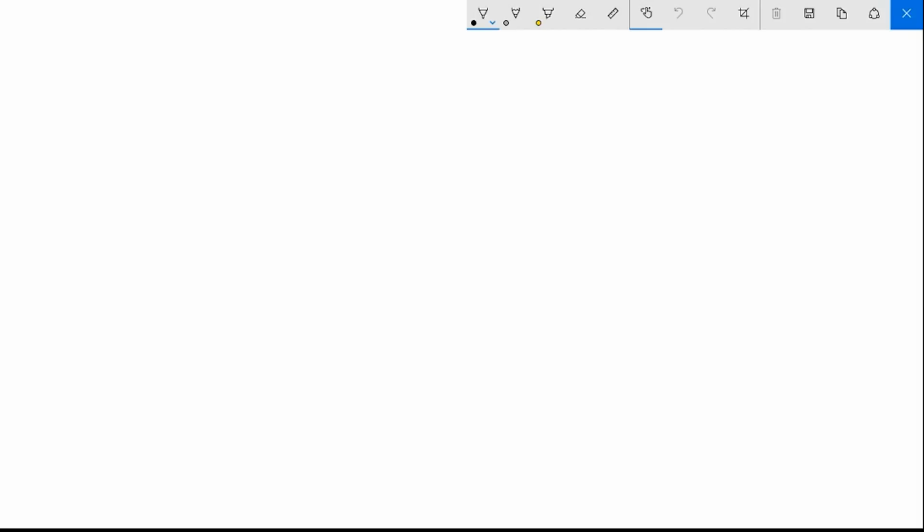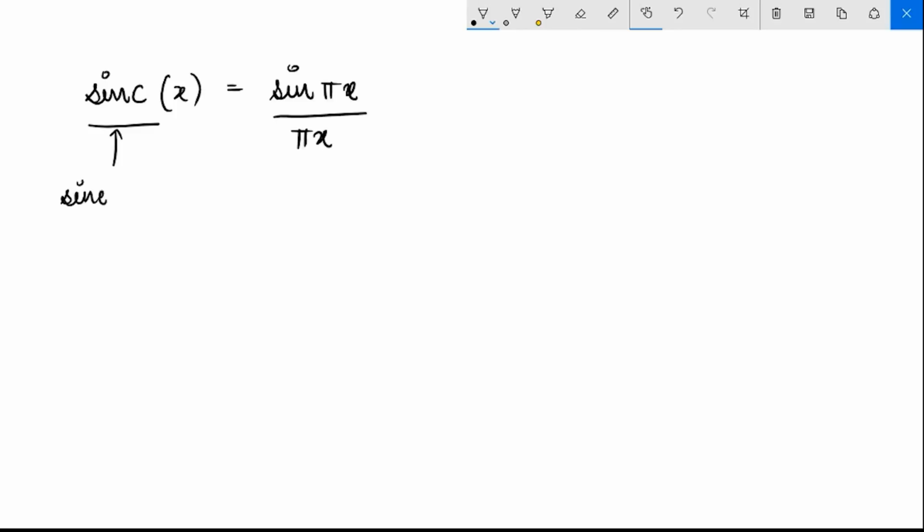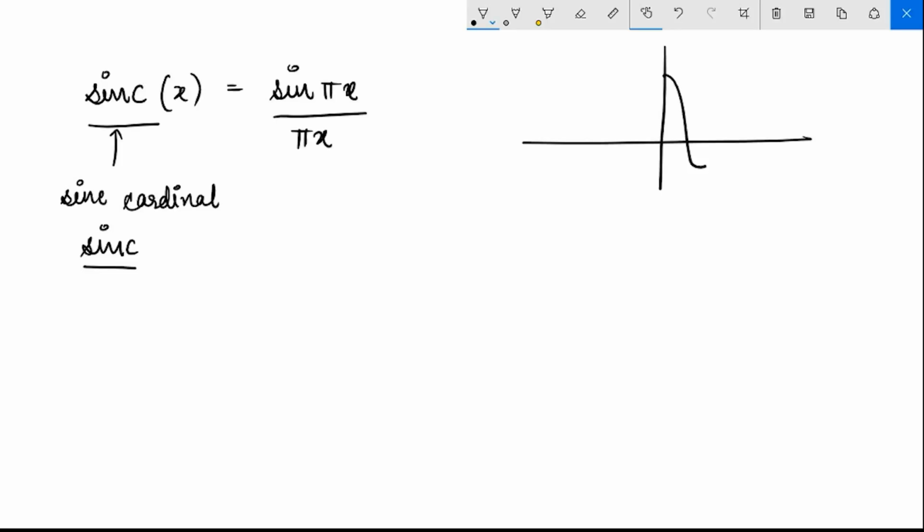Now, as mentioned earlier, a sinc function is defined as sine pi x by pi x, and its name comes from the word sine cardinal, popularly called sine c or sinc. What effectively it means is this is a sine wave whose amplitude decays by 1 by x. It's a waveform that looks like this. It has a gradually decaying amplitude.